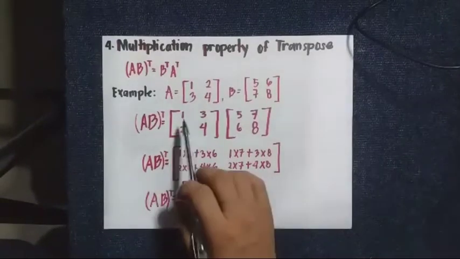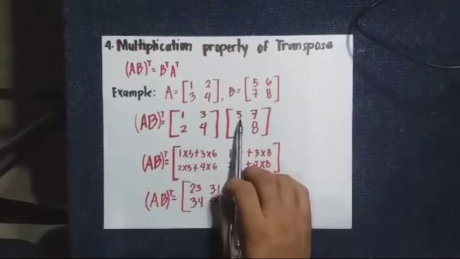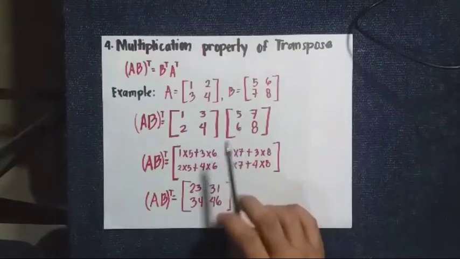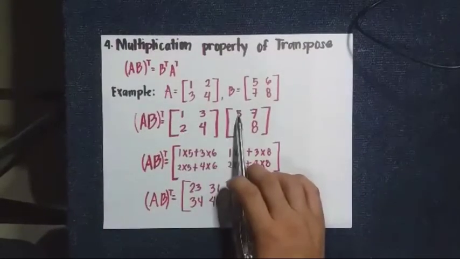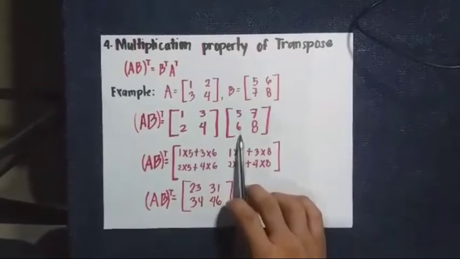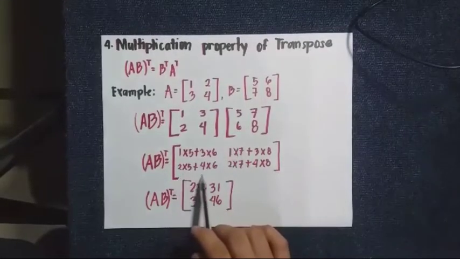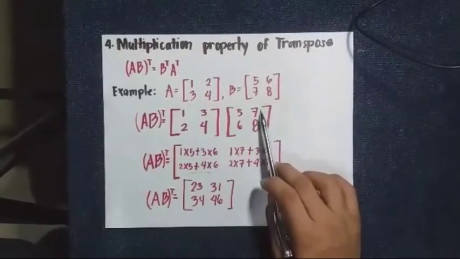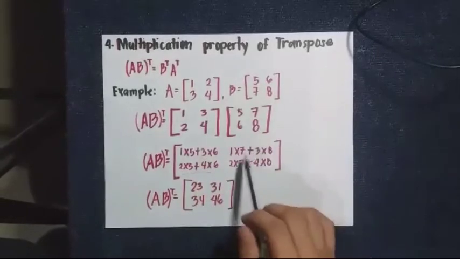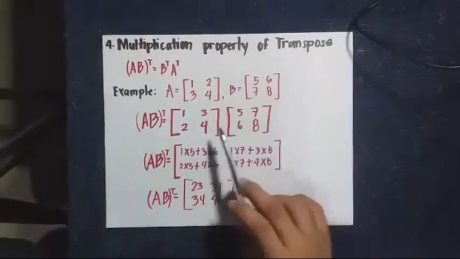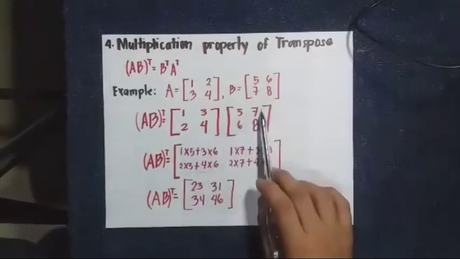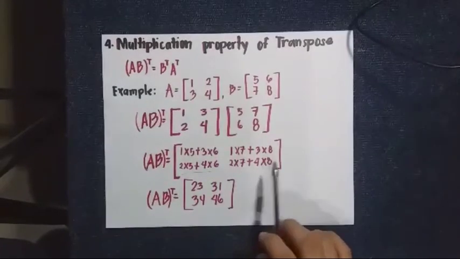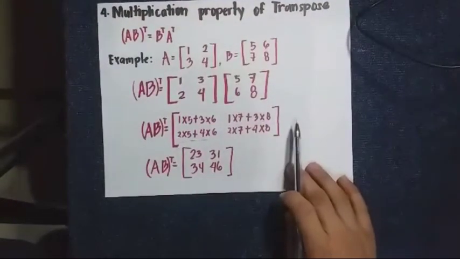So we have here 1 times 5 plus 3 times 6. The next is 2 times 5 and 4 times 6, which is shown here. And the next is 1 times 7 plus 3 times 8, which is right here, and 2 times 7 plus 4 times 8, which is here. So we have to sum this up or get the product.